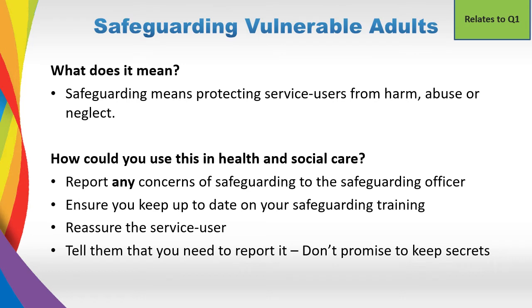With vulnerable adults, the same again, but service users this time. A vulnerable adult is somebody over the age of 18 that has a disability or medical need where they need protecting from harm, abuse or neglect. Again, you need to report your concerns to the safeguarding officer. Make sure you keep up to date on your training. Reassure the service user, but again, tell them that you're going to have to report it and that you can't keep secrets.